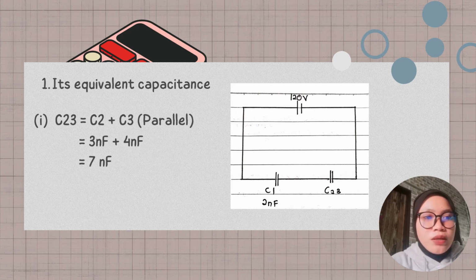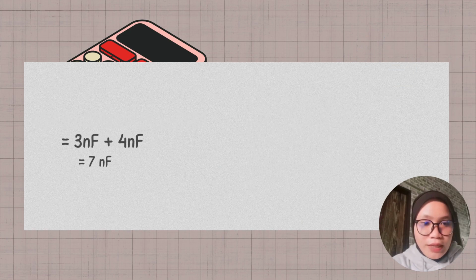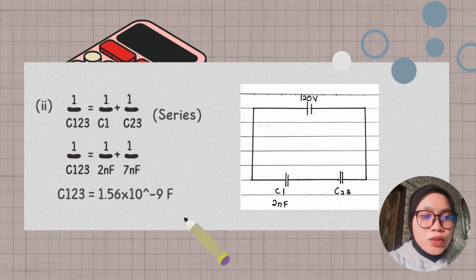So we do the parallel first, which is C2 and C3. So C23 equal to C2 plus C3. This is a parallel circuit, so they combine like this. So 3 nanofarad plus 4 nanofarad, we have 7 nanofarad. So the C23 is combined, the capacitor like this. So next we have to find C1 to 3, we have to combine in one line. So C1 and C23 are in series.